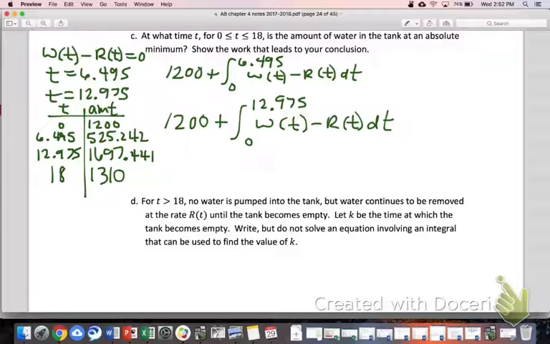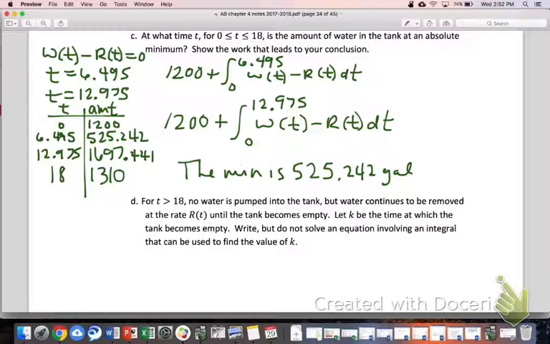Okay, so this asked for the minimum. It's not too hard to figure out what the minimum is. You just look for the lowest amount there on the right-hand column. So then you just want to call that out and say the minimum is 525. Did it say round to the nearest anything? Nope. So 525.242 gallons.